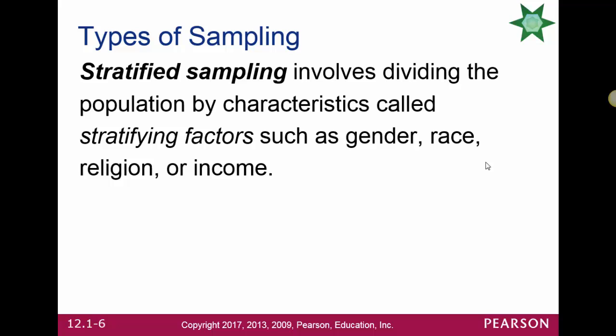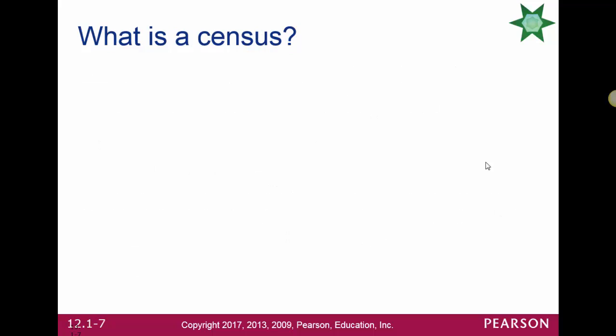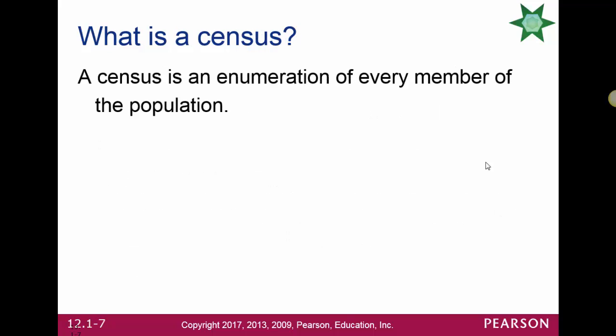Stratified sample involves dividing the population by characteristics so that each stratum has a common characteristic. So we could talk about gender, race, religion, and we could divide the population by male, female, religion, political affiliation, and then we take a random sample within each of the stratum. Convenient sampling uses data that are easily or readily available, and it can be very biased. And a census is when we collect or enumerate every member of the population.